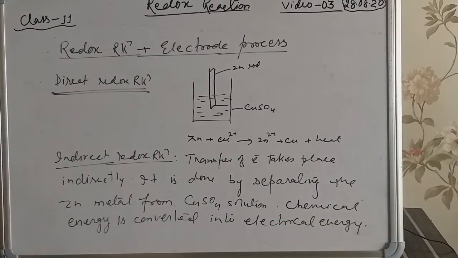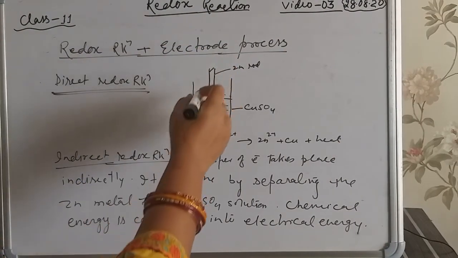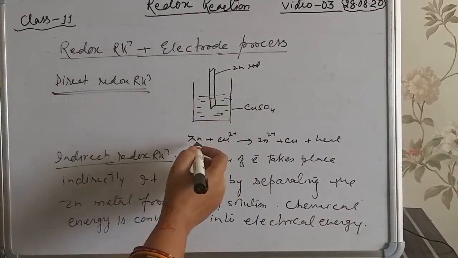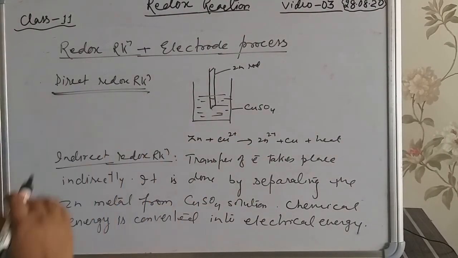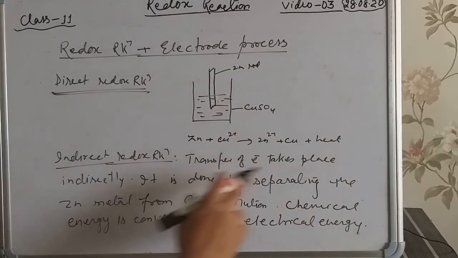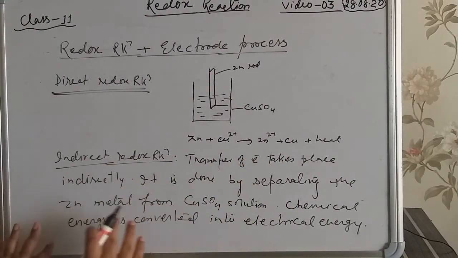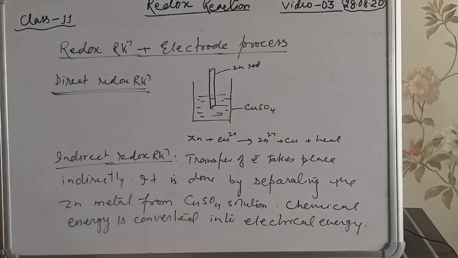So there are two processes involved. One is the direct redox reaction: when a zinc rod is placed in copper sulfate solution, electrons transfer from zinc to copper ion and heat is evolved. The indirect redox reaction transfers electrons indirectly, by separating the zinc metal from the copper sulfate solution, in which chemical energy is converted into electrical energy. For this indirect redox reaction, we will discuss the electrochemical cell. Students, in the next video we will discuss the electrochemical cell.